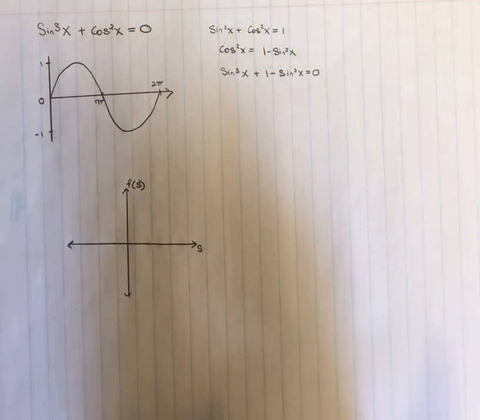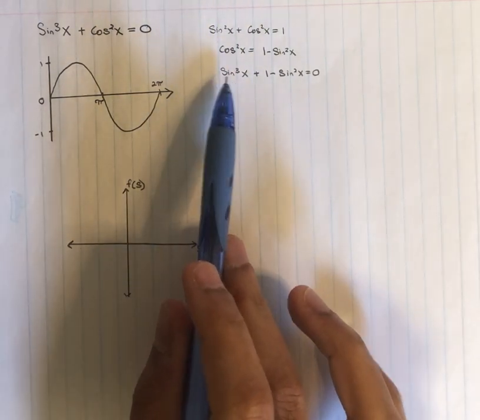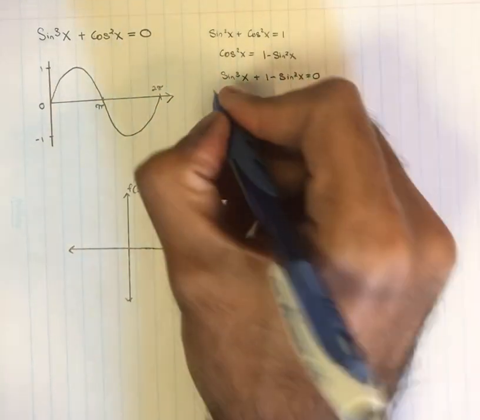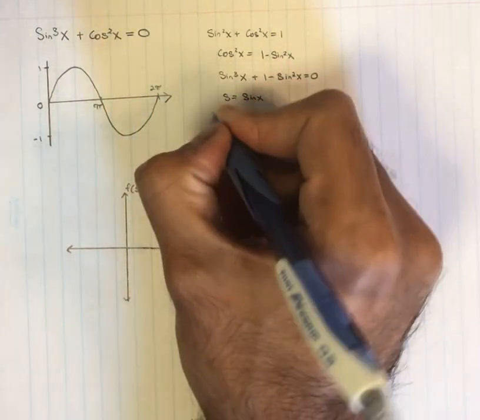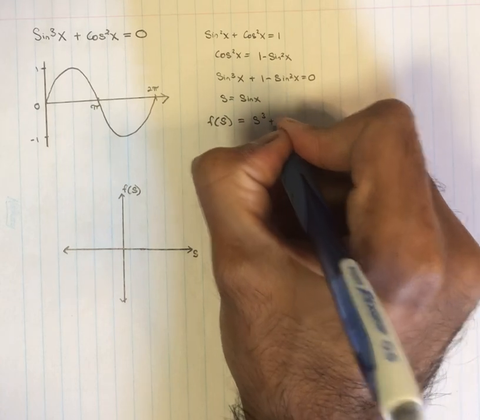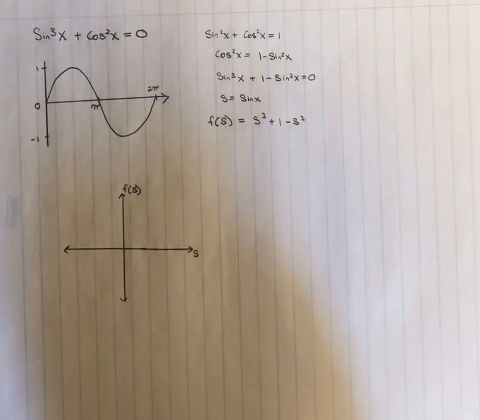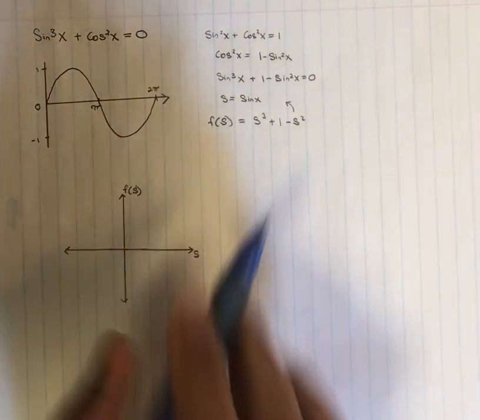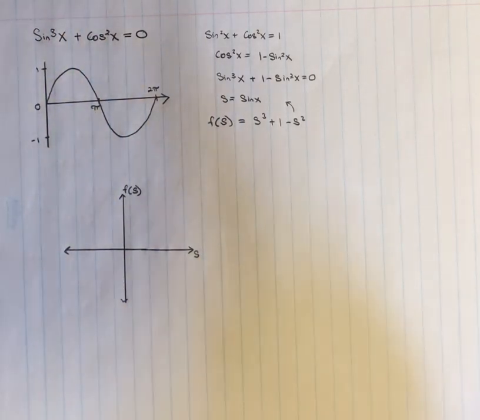Now I'm going to use a change of variables here because I noticed that if sine x was just some other variable, we have a cubic, which is slightly easier to work with. So I'm just going to call s to be sine x. Then f of s is equal to s cubed plus 1 minus s squared. This is the function we essentially want to find the roots for. After we find that, we want to plug it back into this and find the roots for sine x. So I've plotted sine x, and we're going to figure out what this function is right now.